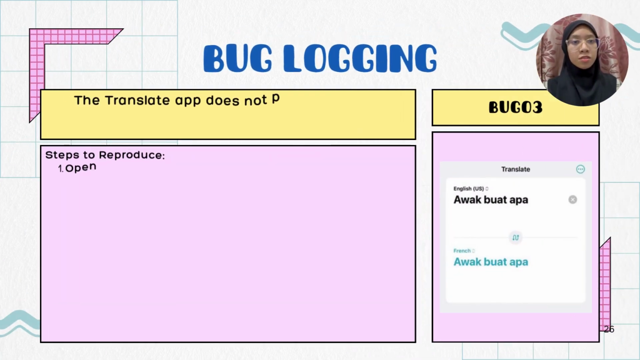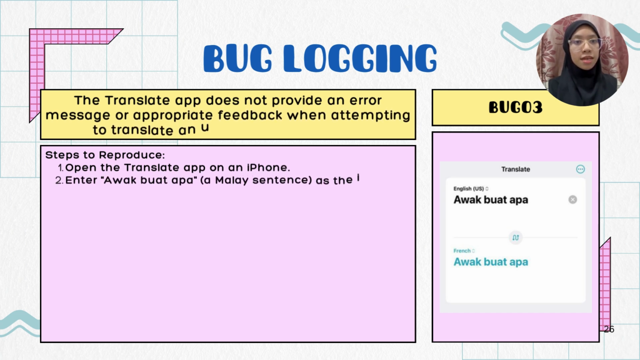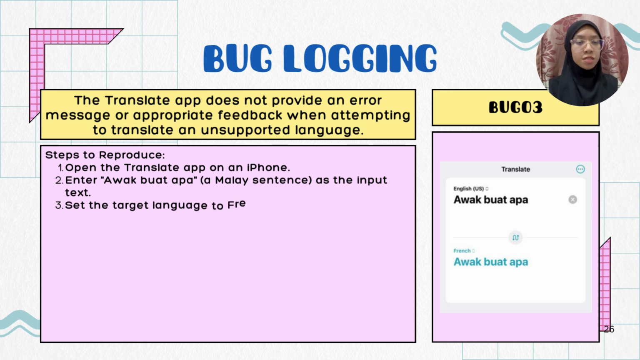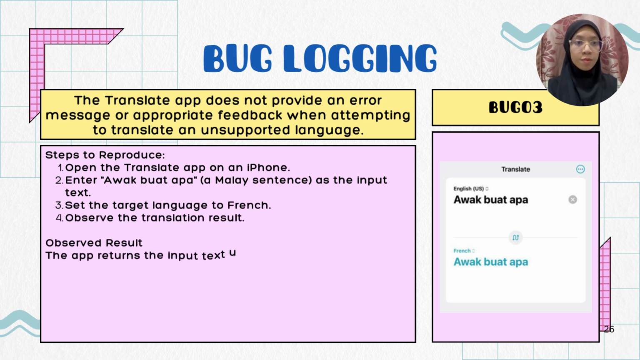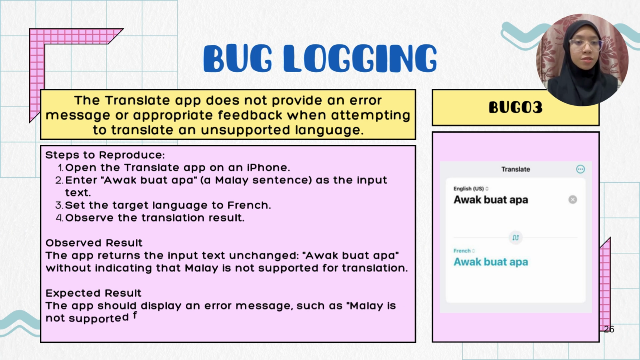The third bug is that the Translate app does not provide an error message or appropriate feedback when attempting to translate an unsupported language. How to reproduce this? First, open the Translate app on an iPhone and enter "awak buat apa", a Malay sentence, as the input text, then set the target language to French and observe the translation result. As you can see in the picture, the result returned is the input text unchanged, when the expected result should be an error message since it does not support the Malay language.